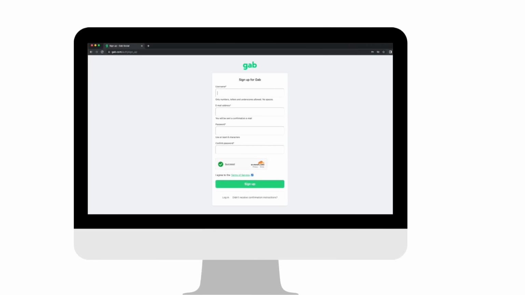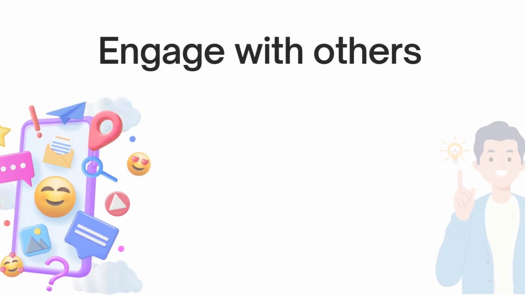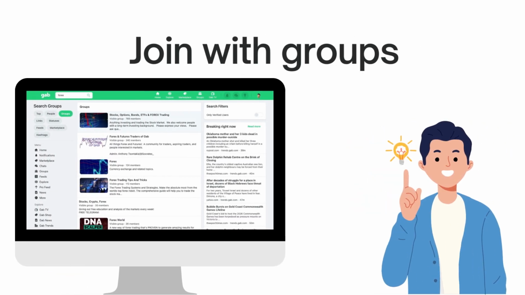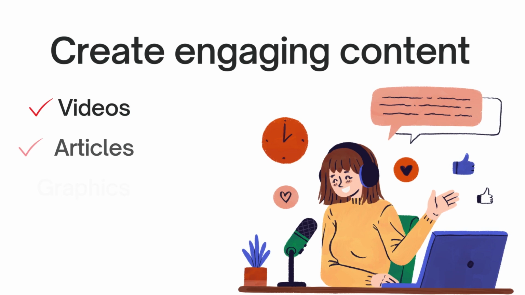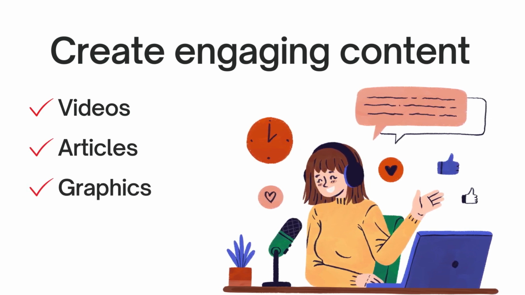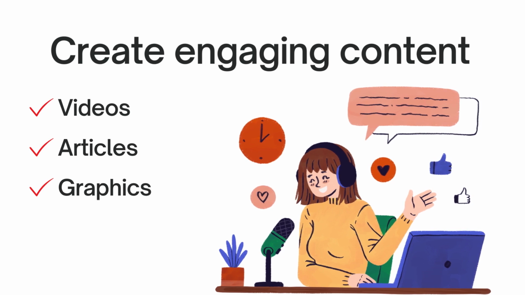If you don't have a Gab.com account yet, sign up and create a professional profile. Engage with others genuinely to build a positive reputation. You can easily join groups related to your niche. Create engaging content to showcase your affiliate products. Try videos, articles, and eye-catching graphics that capture the audience's attention.